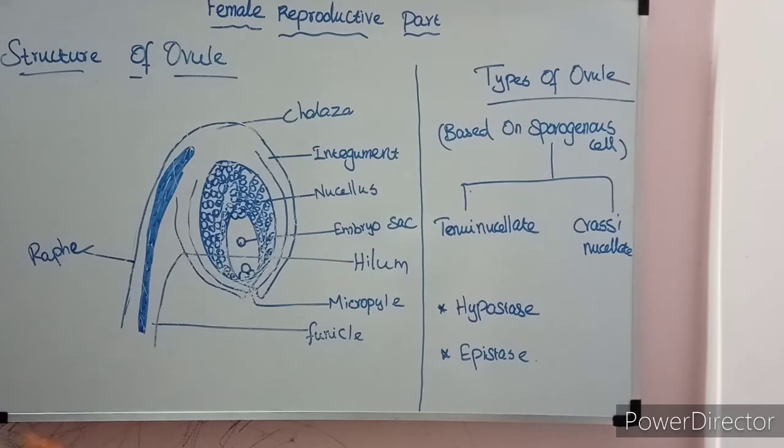Then the group of cells found between the base of the ovule, the chalaza end, and the embryo sac is called the hypostase. Then the small cells present above the micropylar end of the embryo sac are called the epistase. So this is about the structure of the ovule.